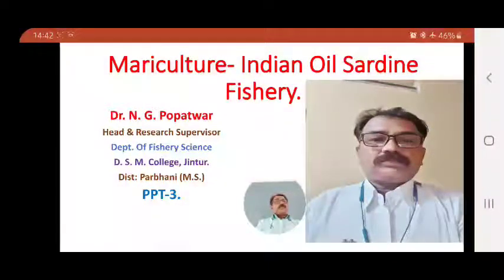The craft and the nets used to capture the sardine in Kerala coast as well as in Karnataka coast: in Kerala coast, dugout canoes are used. The bigger dugout canoe is called Odam and the smaller dugout canoe is called Vanchi. Odam is the bigger and Vanchi is the smaller.